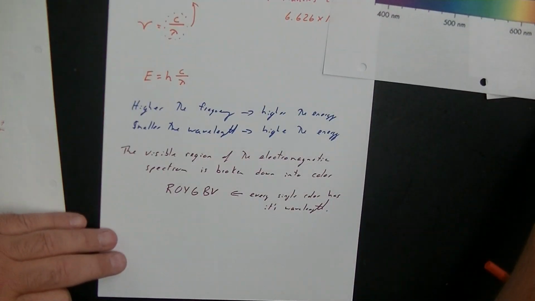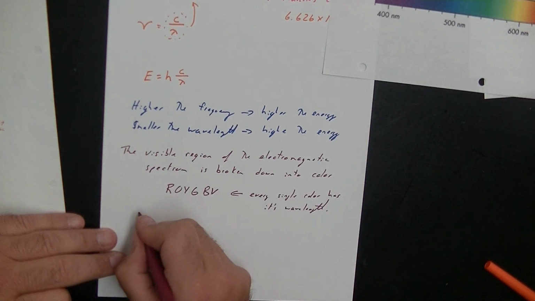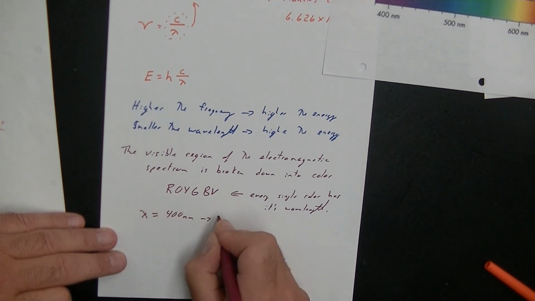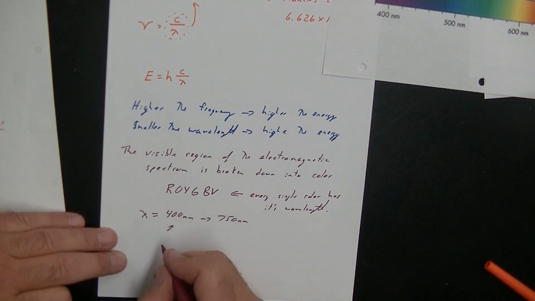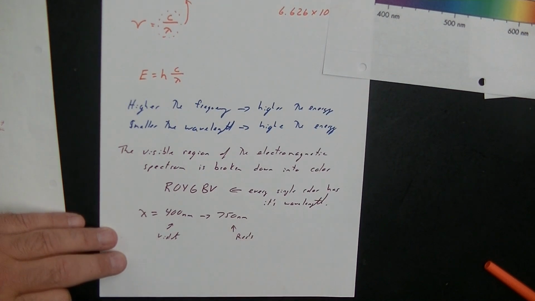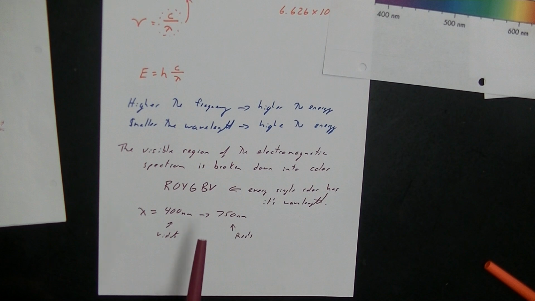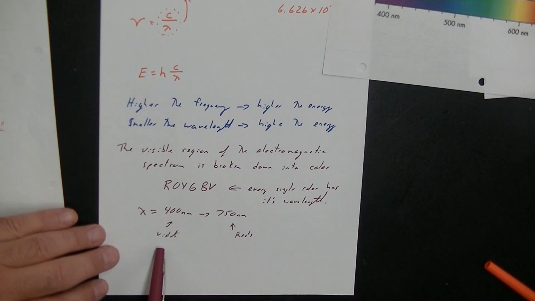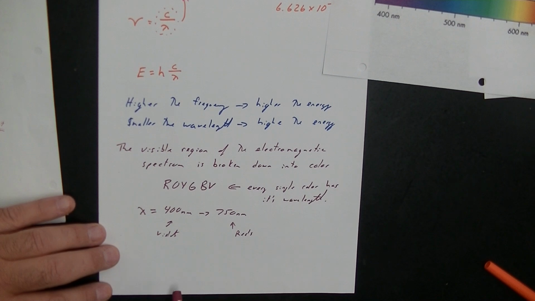Now, the visible spectrum, which is what we call it, our wavelength generally goes from about 400 nanometers up to about 750 nanometers. And these would be our violets, and these would be our reds. Now, which one has more energy, the violets or the reds? Well, remember, if we have small wavelengths, we have high energy, so violets have more energy. Our longer wavelengths have less energy, so our red has less energy.